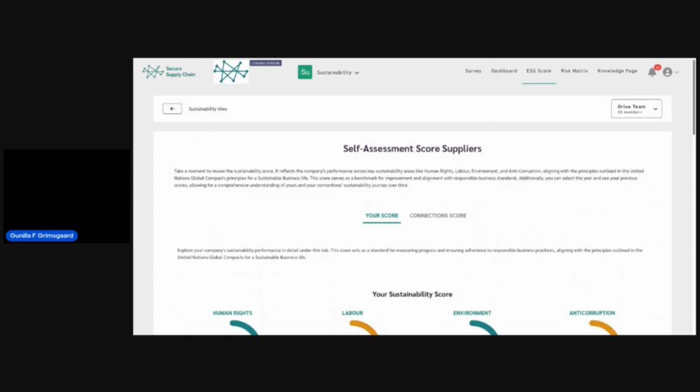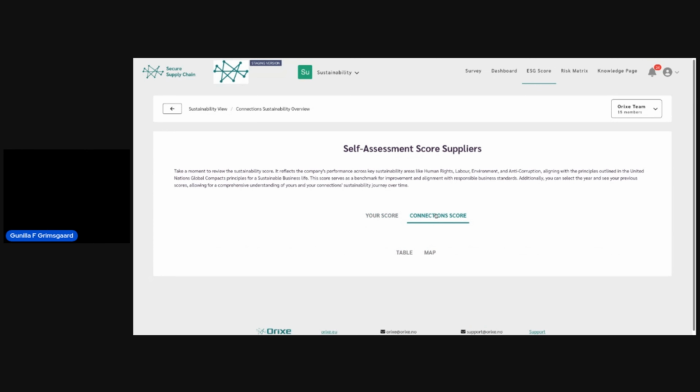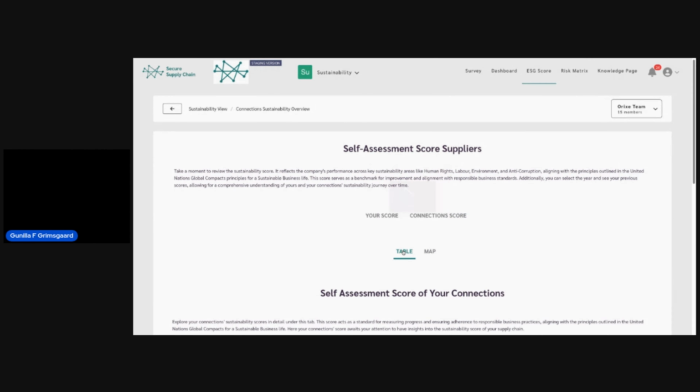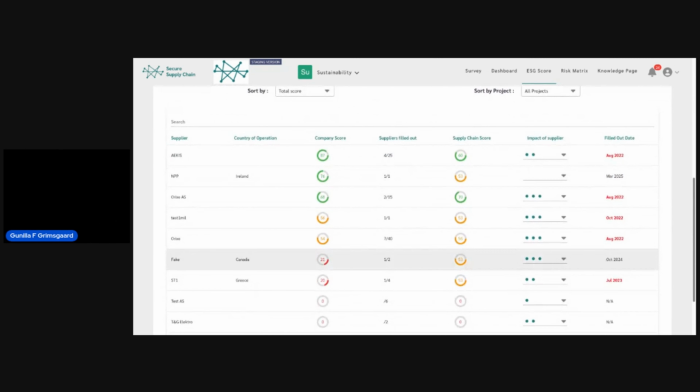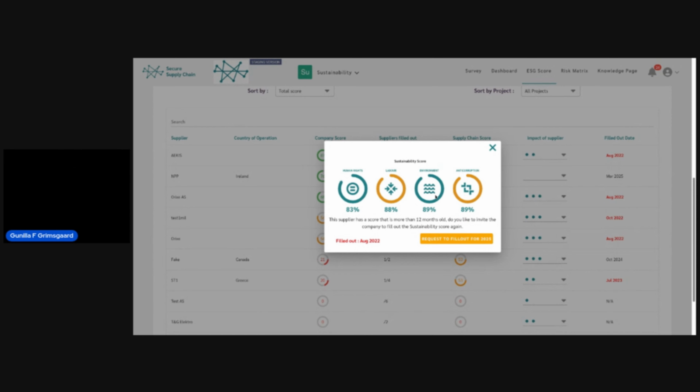Use this. And then what's really important is also to understand what's the score in your supply chain. So we created, of course, a way for you to understand that. So here you get an overview of your supply chain scores. This is your suppliers. This is their company score. And they haven't filled out since August 2022. So I can request them to fill out again.